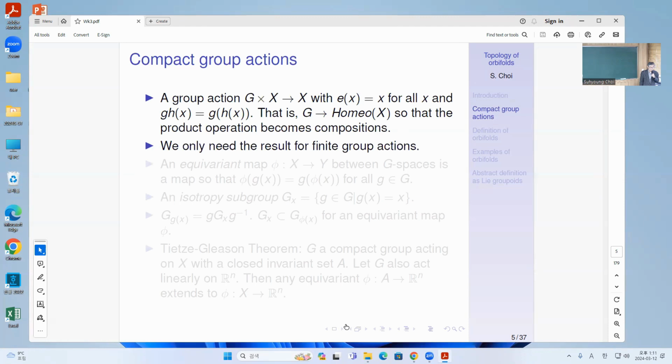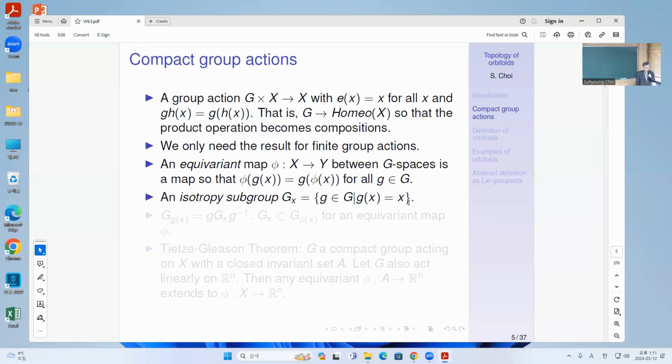So actually we need the result for finite groups, but we will do it for all compact groups for a while. So, an equivariant map phi from X to Y between G-spaces, where X and Y are both G-spaces, is a map such that phi(gx) = g phi(x). So g and phi commute for all g. And that's the equivariant map.